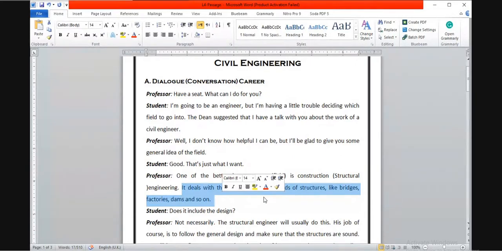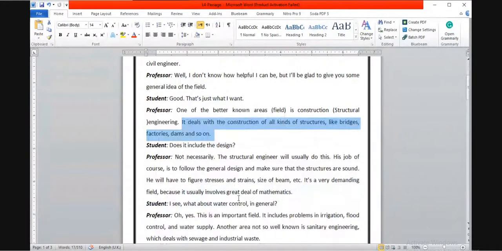Okay, وهكذا. So the field that deals with the construction of all kinds of structures, building many kinds of structures, like we have also hospitals, we have other kinds of buildings, we have even colleges, universities. So for each structure, there are different specifications. كل أشياء أكو مواصفات بهذا structure. Okay, so structural engineering or construction engineering deals with these different kinds of structures.